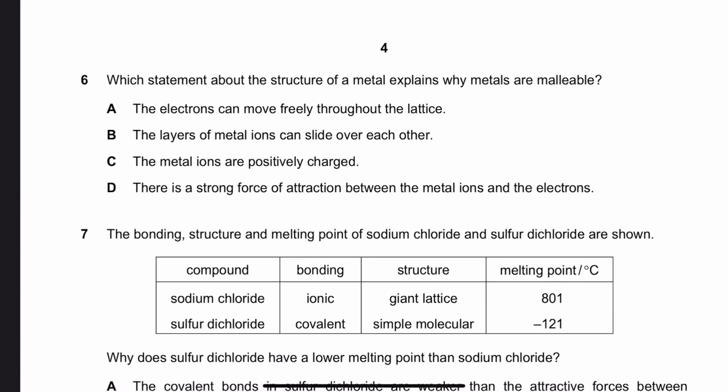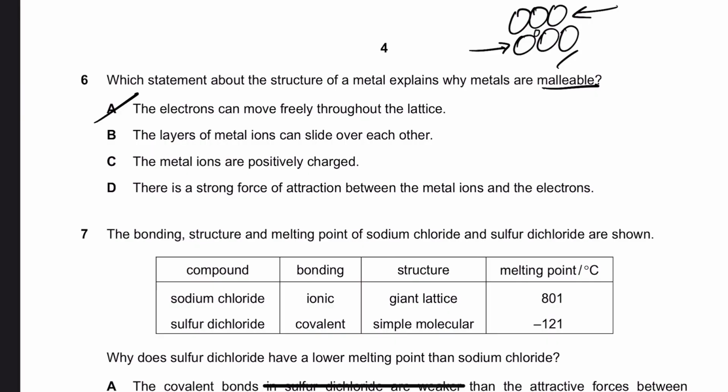Okay. Now it says, which statement about the structure of the metal explains why metals are malleable? We realized that malleability was when layers of metal slide over each other because they were very regularly arranged. Malleability meant that you could bend them and hammer them into other shapes and structures. That's why we moved on to alloys, because malleability meant that metals were actually soft and we wanted hard compounds. That's why we add an alloy here.